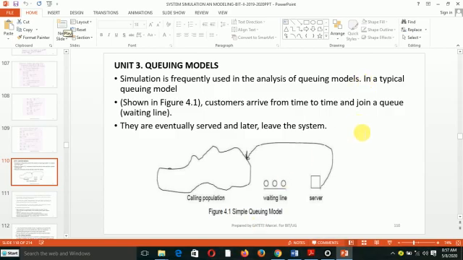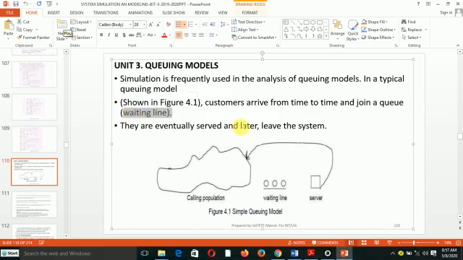So in a typical queuing model, customers will arrive from time to time and join a queue. The queue is called the waiting line. They are eventually served and later leave the system. So they enter into the queue and then they are served. They go out of the queue and go to the counter or to the server, and the server will give them service. After getting the service, they have to leave the system.